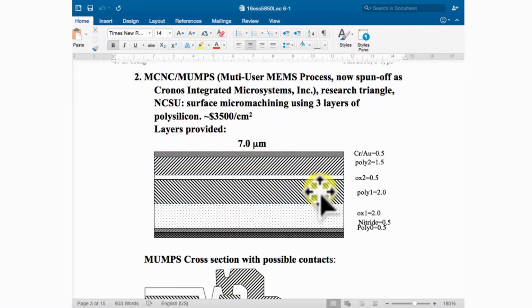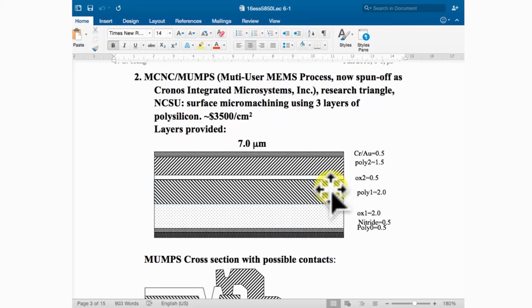In addition to the major structure layers, poly 1 and poly 2, there are also other insulator or sacrificial layers, for example, oxide 1 and oxide 2. The oxide 1 is the first sacrificial layer, about 2 micron thick. The first polysilicon is 2 micron, so the thickness of the first sacrificial layer and the first structure layer are compatible. Both of them are 2 micron.